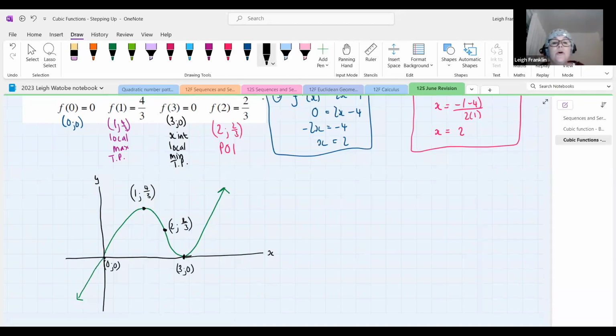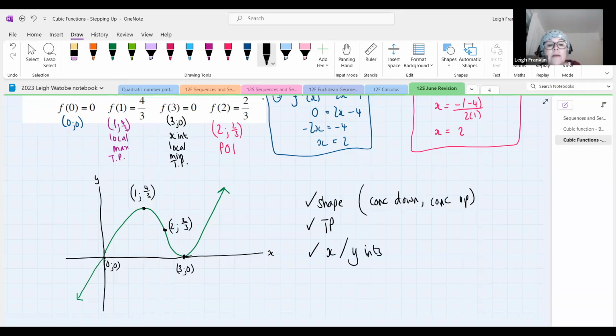We would probably get 3 marks for this graph. One for the shape, which means that it is concave down and then concave up. Our second mark is going to be for our turning points. The third mark is for your x and y intercepts. So that would be how that would be marked.